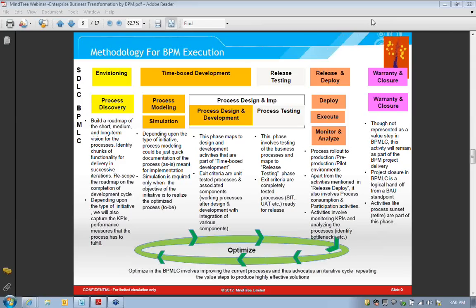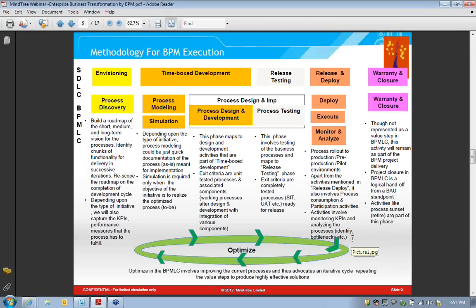The activities which I have mentioned, if you can just compare that with the previous, you will understand the finer points which I have made over here for your reference. Then of course warranty and closure. So from the traditional development life cycle, only minor differences are there. Key USP of this particular methodology is the process modeling and simulation phase, as already I have communicated.